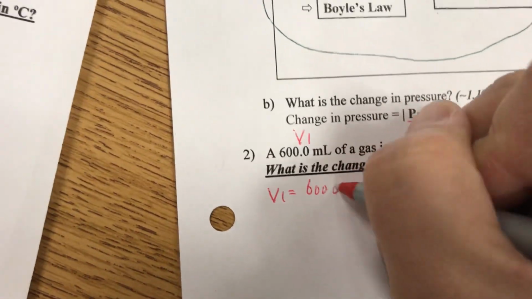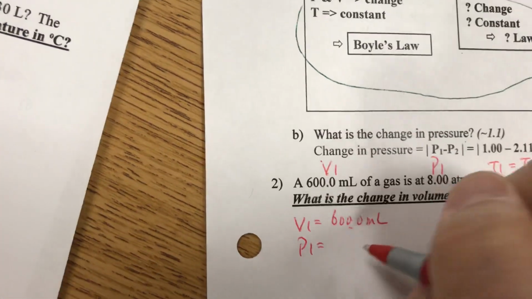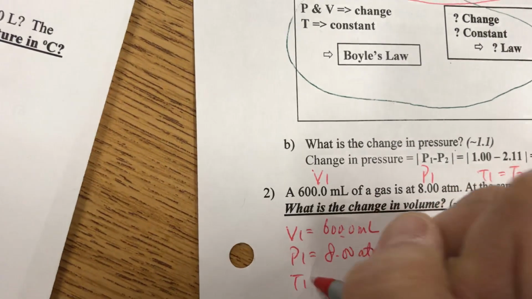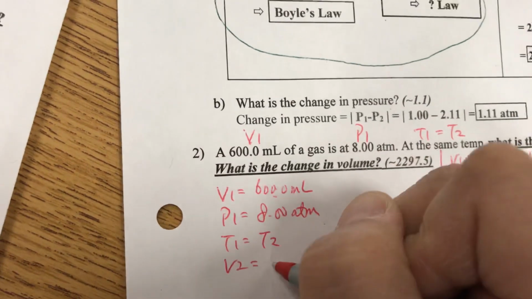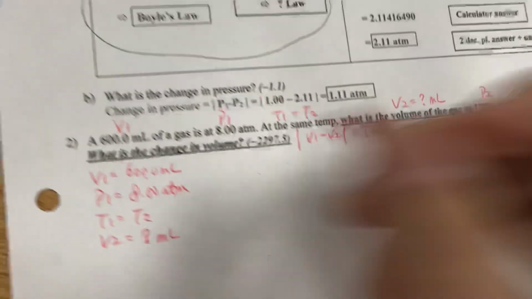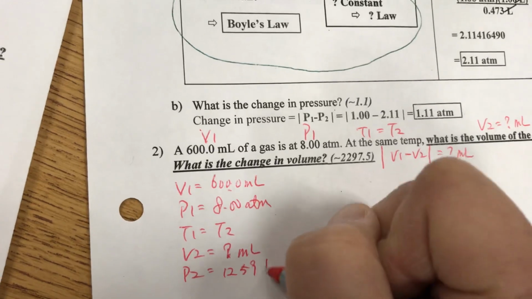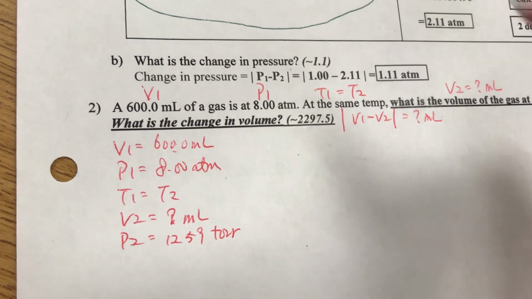Okay. So we first list out what we have. V1 is 600.0 liter, and my P1 is 8.00 ATM, and my T1 equals my T2, and then my V2, I'm looking for it, so question mark amount, and then my P2 is 1259 torr. All right, so we listed out everything.